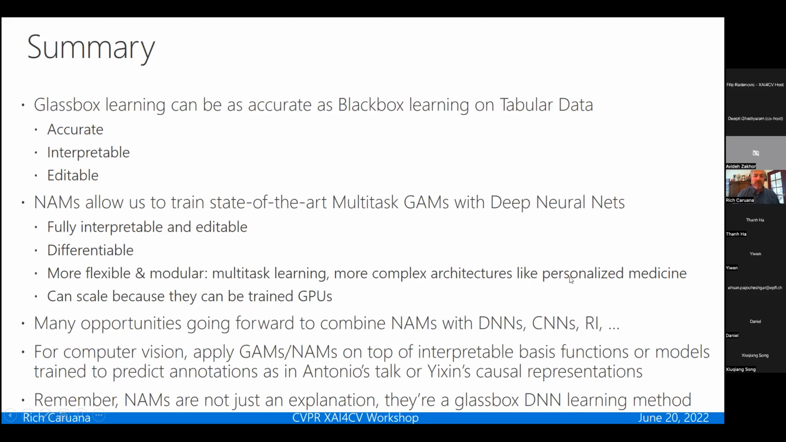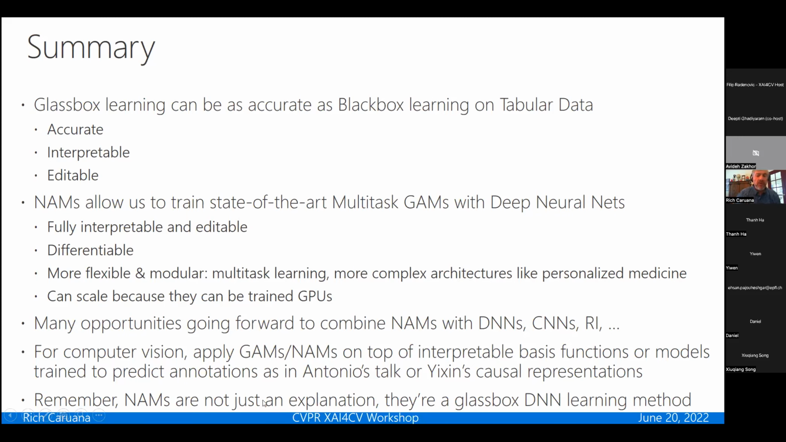That's what let us do this personalized medicine that Ben did. And they scale nicely. They can be trained on GPUs. And we think there's many opportunities going forward to use these NAMs with deep neural nets, convolutional neural nets, and maybe reinforcement learning as well. In computer vision, we can apply these things on top of any interpretable basis function or model, such as we saw in Antonio's talk and Yixin's causal representations.